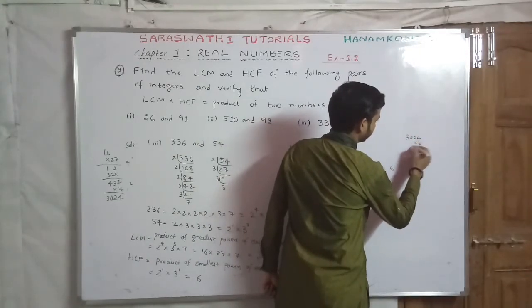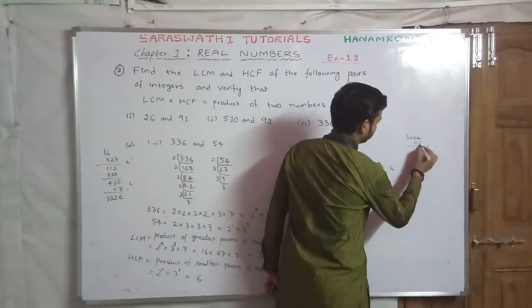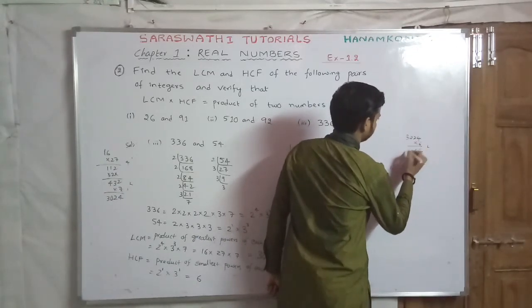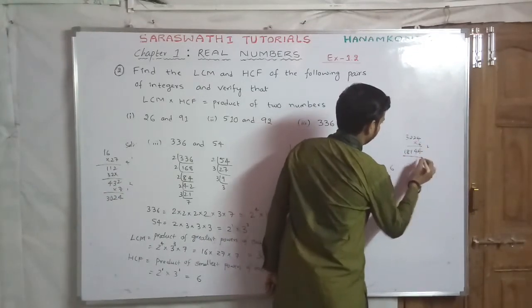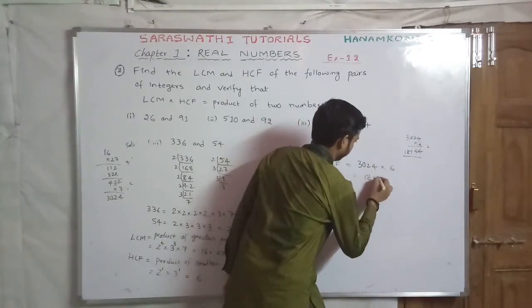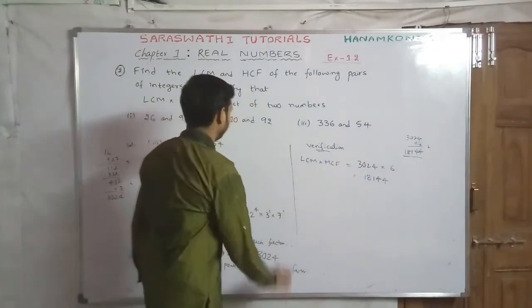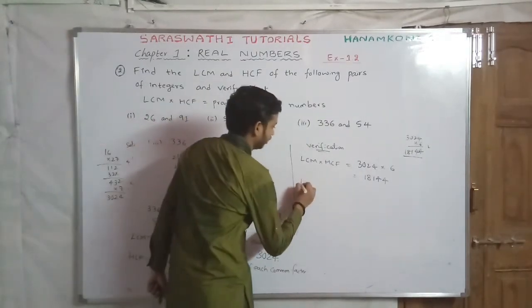6 fours are 24. 6 twos are 12 plus 2 is 14. 6 threes are 18. So 18144. This is the LCM into HCF value. Now let us calculate the product of the two numbers.